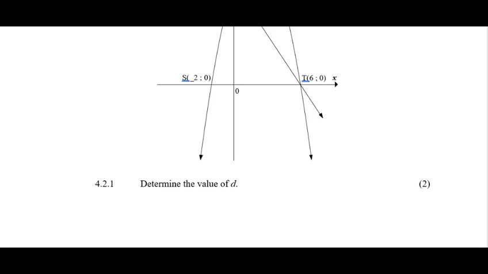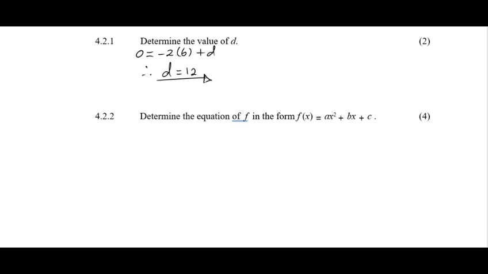This means where x I put 6, and where y I put 0. Then I will have 0 equals minus 2 times 6 plus d. Negative 2 times 6 is negative 12. Transpose negative 12 to the right-hand side to be positive 12, then your value of d is equal to 12.